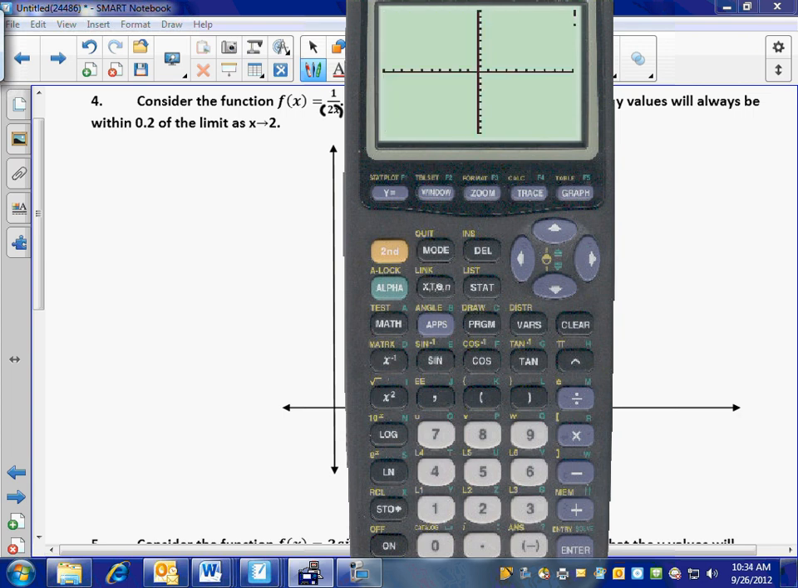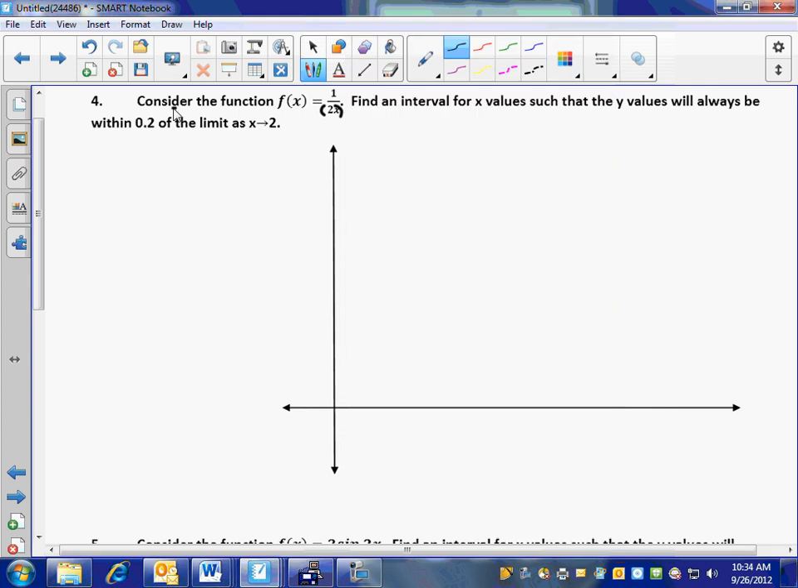I'm going to zoom standard, zoom 6. Kind of see it? Get an idea? You've got a vertical asymptote at 0, horizontal asymptote at 0. So we'll draw a sketch of that, and then we'll zoom in to get a better look at it. So first we just get a general sketch. So the graph looks like this.